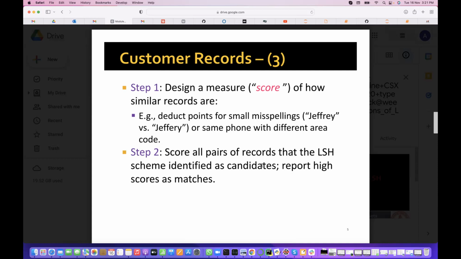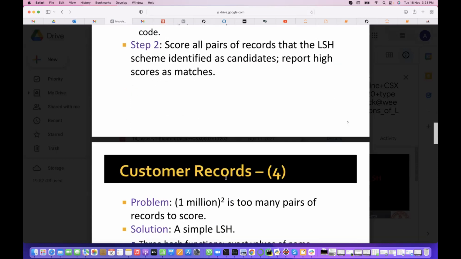Score all pairs of records that the LSH scheme identified as candidates, and report high scores as matches. Then later, a person from A and B sit together where you are getting conflicts. B says these are two different records. A establishes that the phone number is the same, the address is the same. Let us find out by calling by phone whether his name is the same or not, as we wrote it in different ways. Okay, so that is what happens.